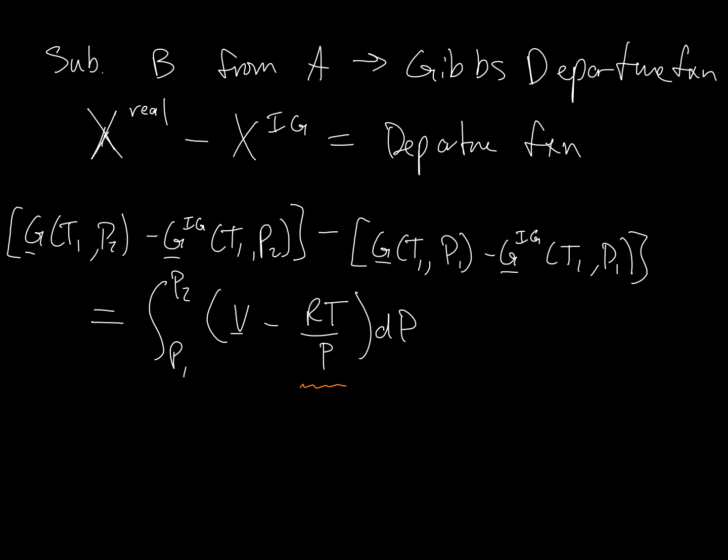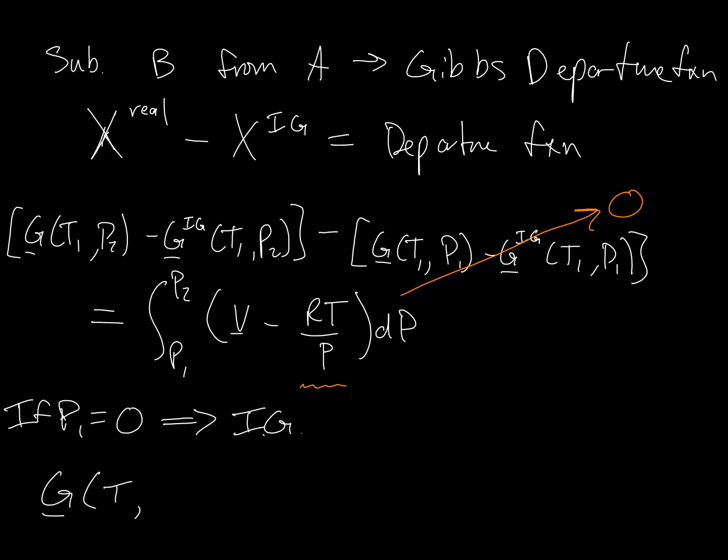Okay, so the last thing that we need to do to define fugacity is we're going to say if P1 is equal to 0, that means we're dealing with an ideal gas. So if that's the case, then this term here goes to 0, because at pressure equals 0, all fluids behave like ideal fluids. There's no interactions. They're just that one molecule suspended in an infinite sea of nothingness. So there's nothing to interact with itself. So our equation simplifies to Gibbs of some temperature and pressure, where the pressure has to be, of course, greater than 0.